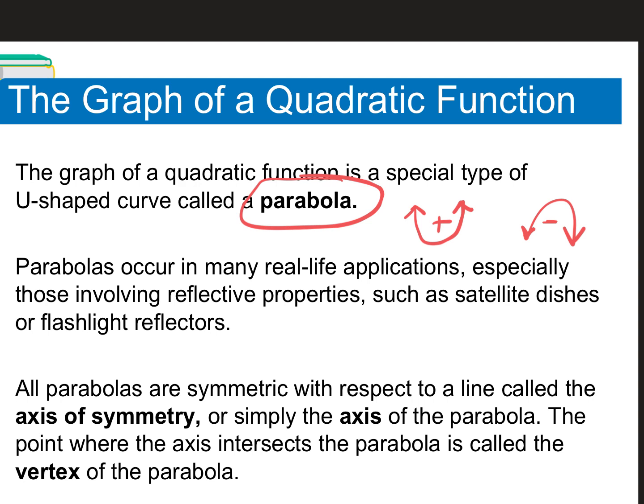You look at x squared. If x squared is positive, which way is your parabola going? Up. If x squared is negative, which way is your parabola going? Down. Perfect. Okay, good.